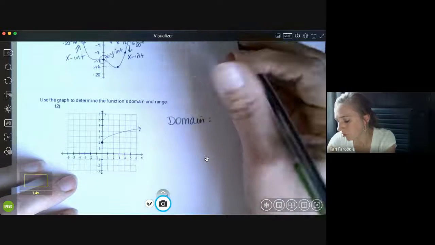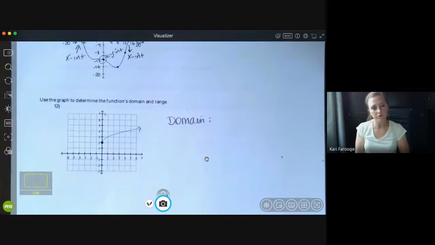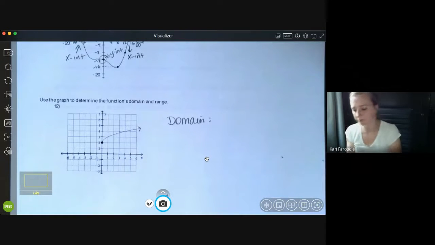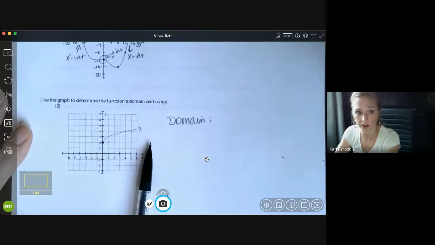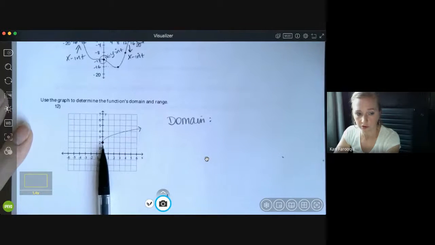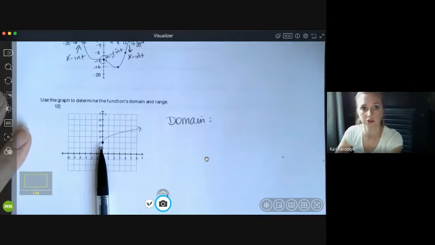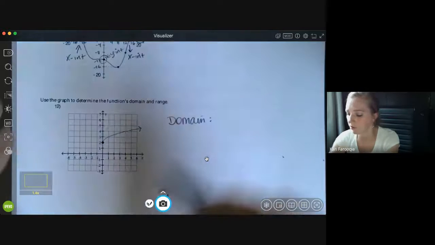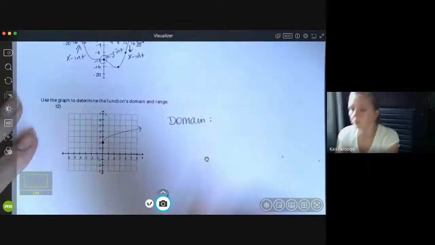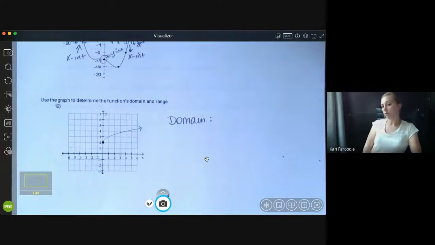For the domain, we're looking at the smallest possible value that x can take on. Remember, to look at the domain, we're thinking about going from left to right. So the leftmost point on the graph, and don't say 2 because 2 doesn't correspond to the x-axis, is 0. So we go from 0 all the way to the right. What do you guys think, square bracket or parenthesis?